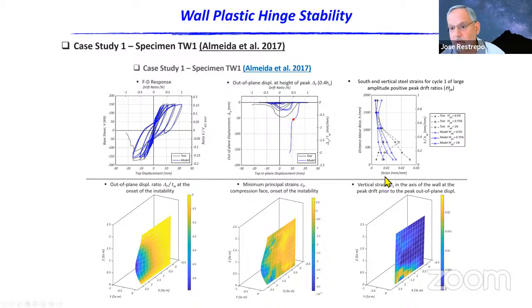One of the things that you can do here, predicting strains is really challenging with all methods. And I think the method does, from what we have seen, a reasonable prediction of the strain distribution profiles in structural walls. Here, of course, it is even more complicated by the fact that we have out-of-plane displacements and eventually instability in this region, and then the wall is lost.